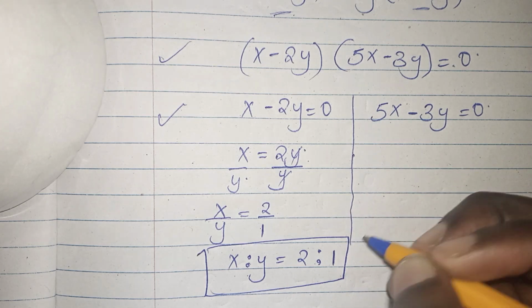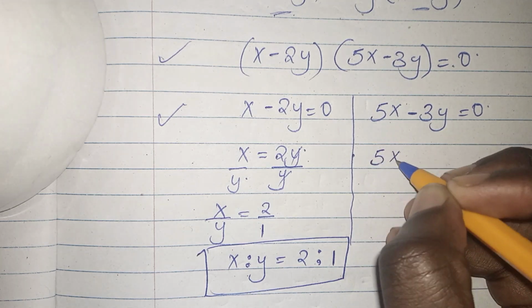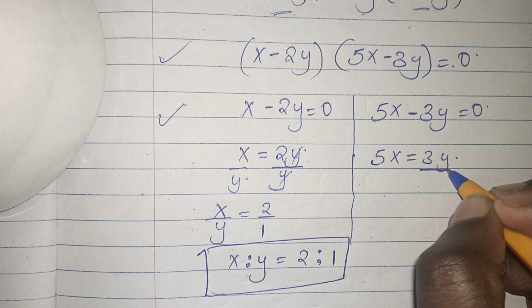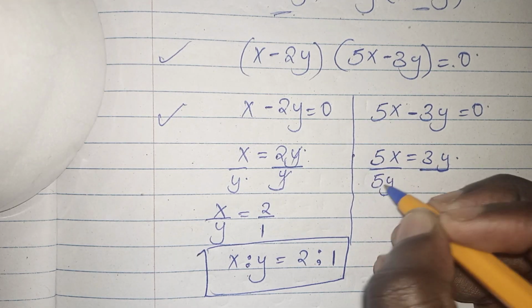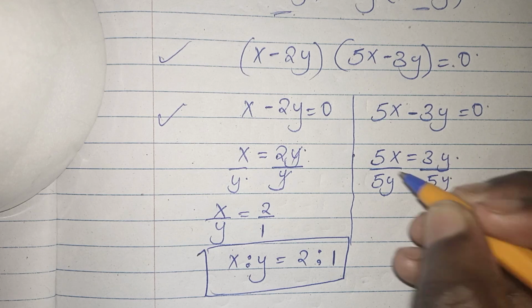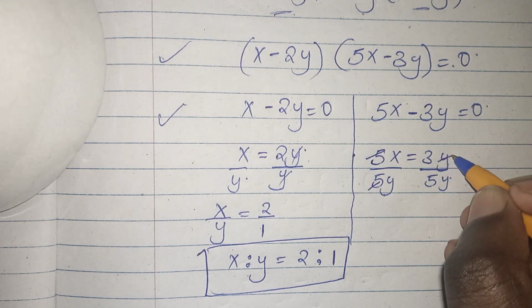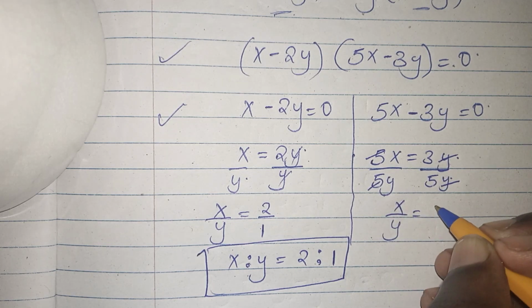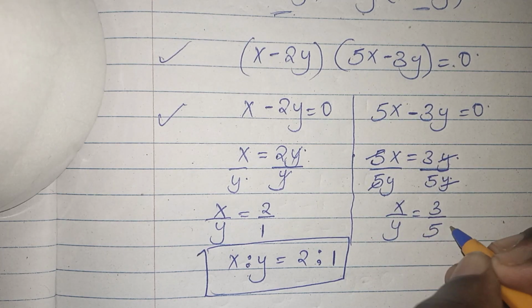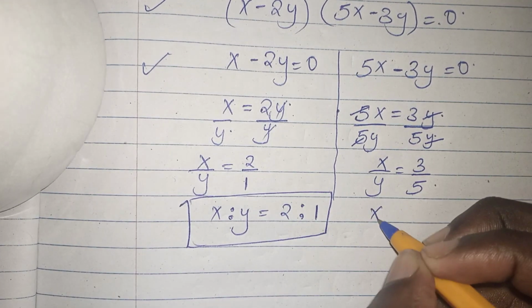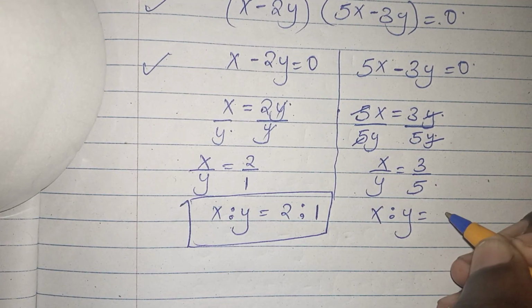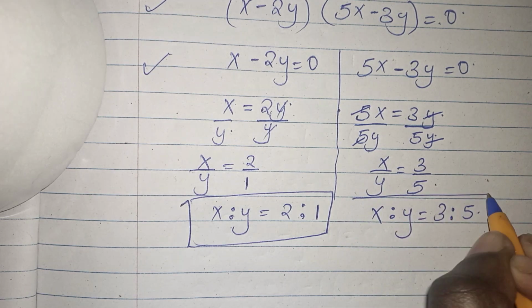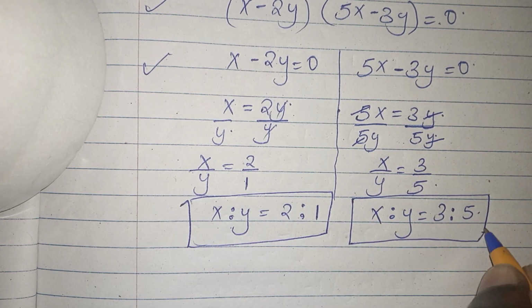So on the other hand, 5x is equals to 3y. We shall now then divide here by 5y and on this side by 5y. So this and this will cancel and y will cancel. So x over y is equals to 3 over 5. So the ratio of x to y is equals to 3 to 5. So this is the second solution.